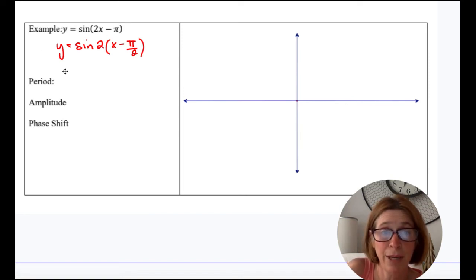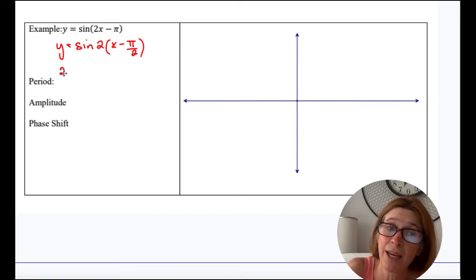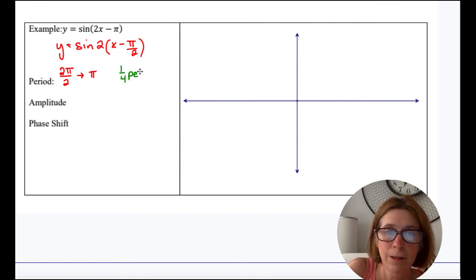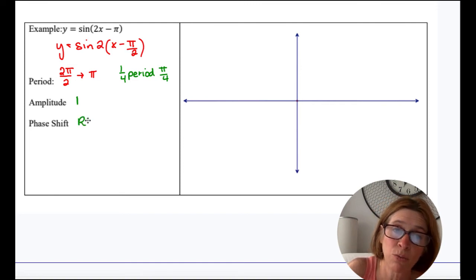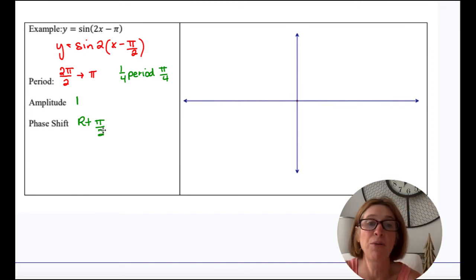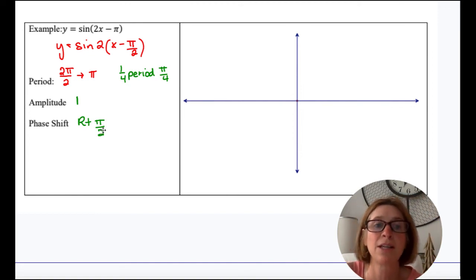Okay, so what's my period? Well, period is 2 pi over b. My b is 2. Ooh, so my period is pi. I want to get my quarter periods, which would be pi over 4. My amplitude, there's a 1 in front, so my amplitude is 1, so that's half the distance between the max and the min is 1. And my phase shift, okay, it's a minus, so I'd be going to the right, pi over 2. Okay, so remember, that's basically how far we're moving from our original positions.